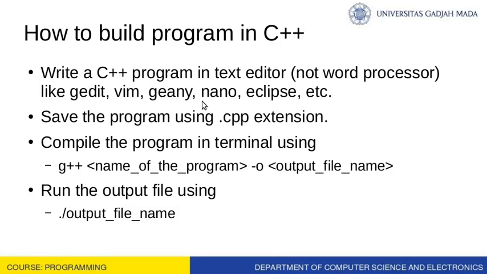And then how to build program using C++. So first you have to write C++ program in text editor. You have to be careful that you have to use text editor, not word processor. So what is text editor? Text editor is like this: gedit, and then Vim, Genie, Nano, Eclipse, and so on. But what is word processor? Word processor is like LibreOffice Writer, and then Microsoft Word, OpenOffice Writer, and so on.